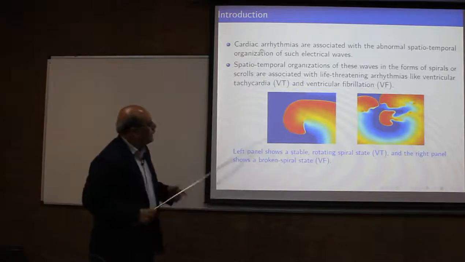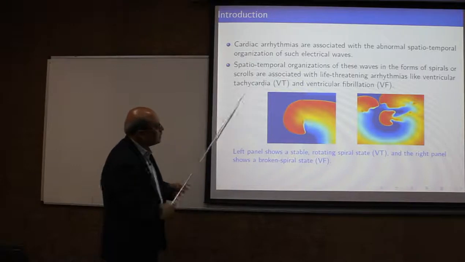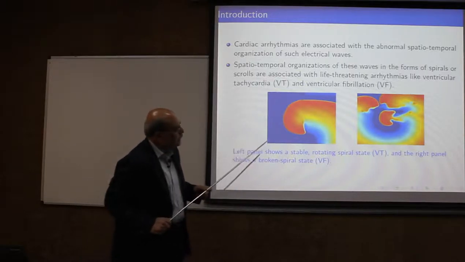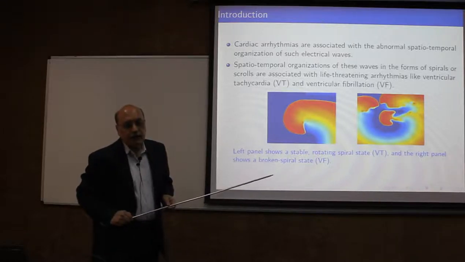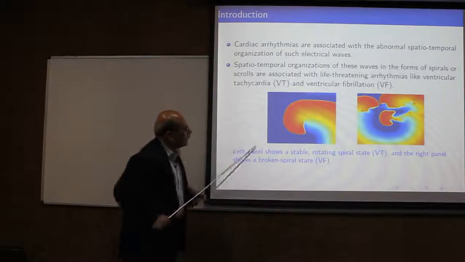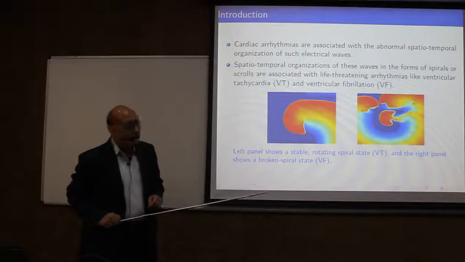When we have such waves, then we have the possibility of arrhythmias, which are spatiotemporal organizations in the forms of spirals or scrolls, and these are associated with life-threatening cardiac arrhythmias like ventricular tachycardia and ventricular fibrillation, which are leading causes of death in the world.